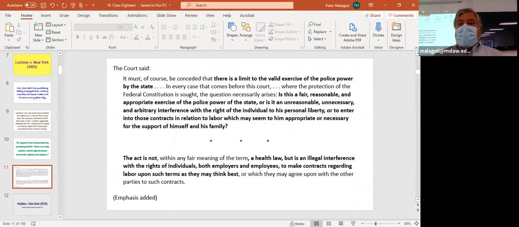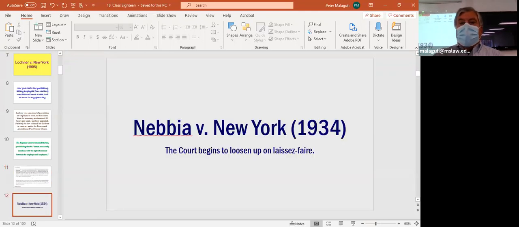So this act is not a health law. It's an illegal interference with the rights of individuals, both employers and employees, to make the contracts regarding labor upon such terms as they may think best. You guys studied adhesion contracts in contracts, right? Kind of similar to an adhesion contract. If there's no regulation of the workforce, then the employers always kind of get their way. That's what laissez-faire was all about, really, was protecting the employer and not allowing interference.